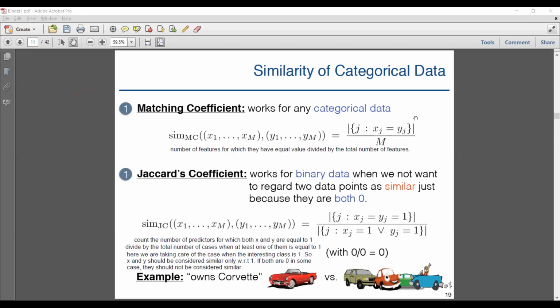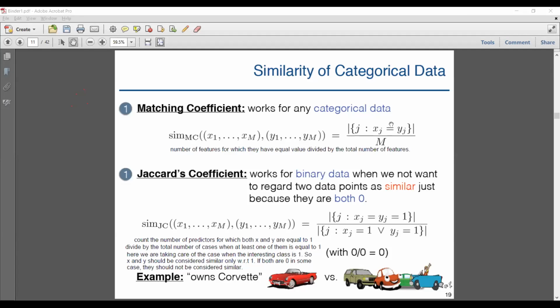Sorry. Matching coefficient is going to be the number of variables for which you have equal values, right? So xj equals yj here means the variables that have the same values. So 15 variables have the same values for those two observations. So 15 will be in the numerator, and the denominator is going to be the total number of variables that you have in your data, right?